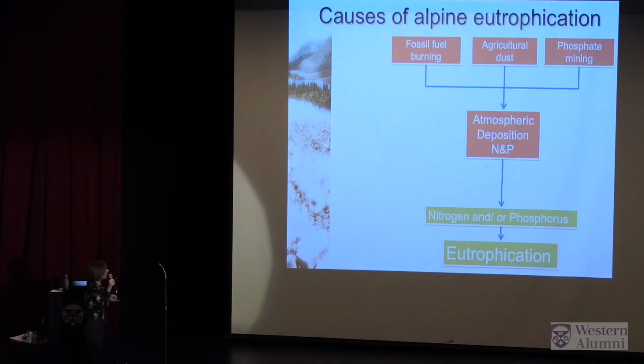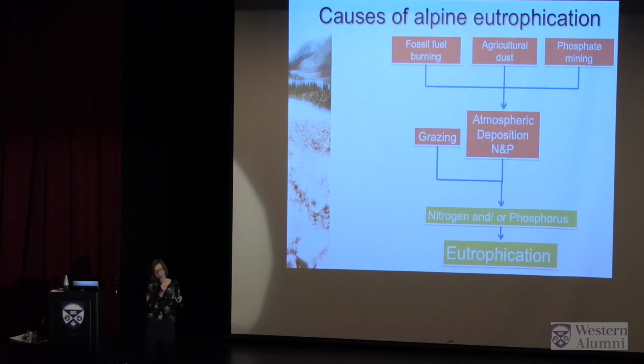This can come from fossil fuel burning, which adds nitrogen. It can come from agricultural dust, which can add nitrogen or phosphorus, or phosphate mining, which can add phosphorus. You can have local impacts like grazing. So I mentioned the impact of manure. This can increase phosphorus in the lakes.